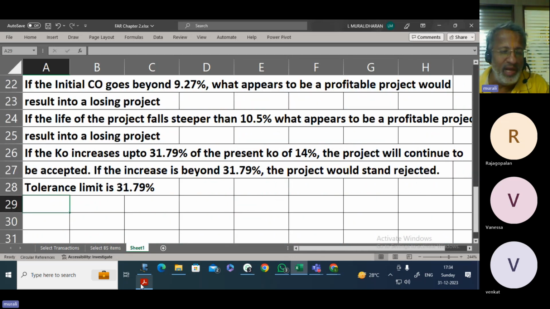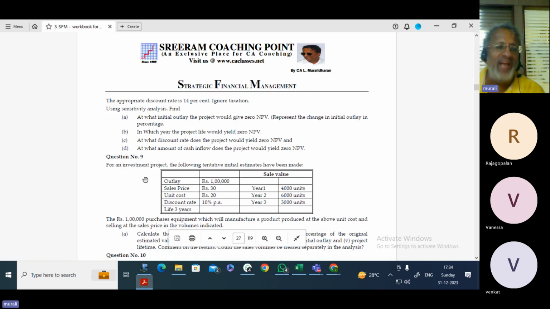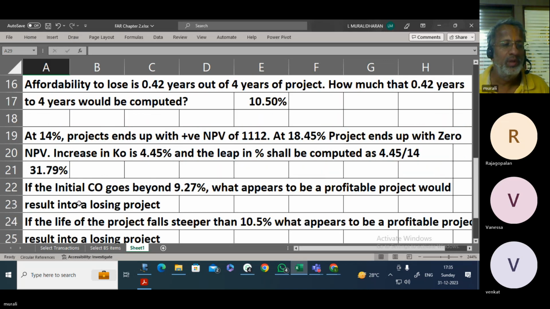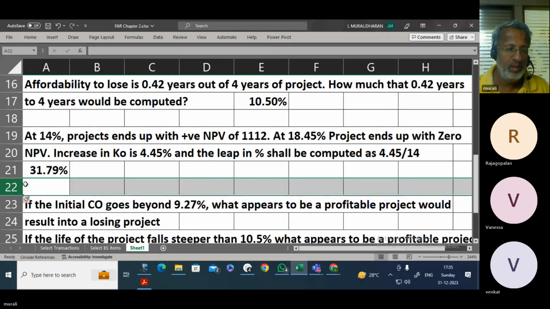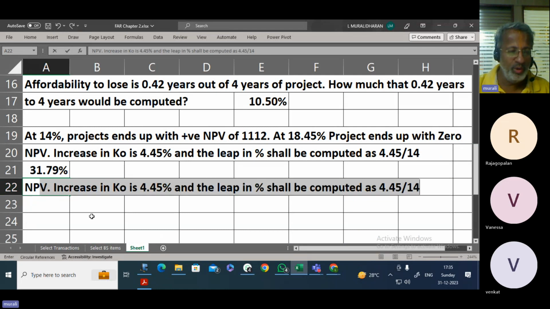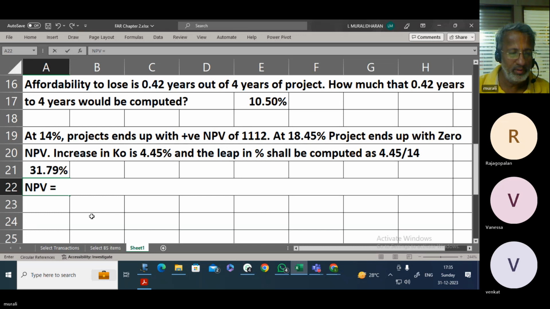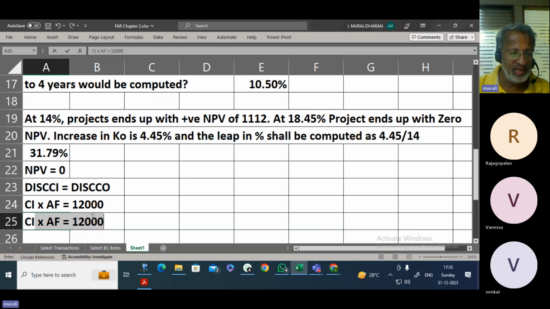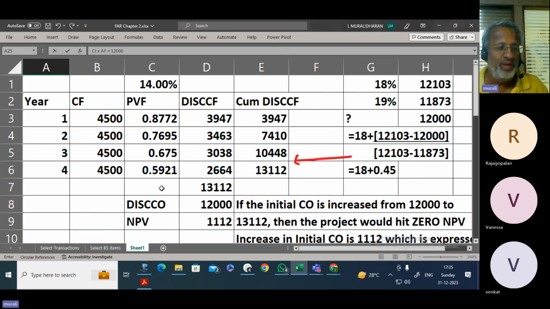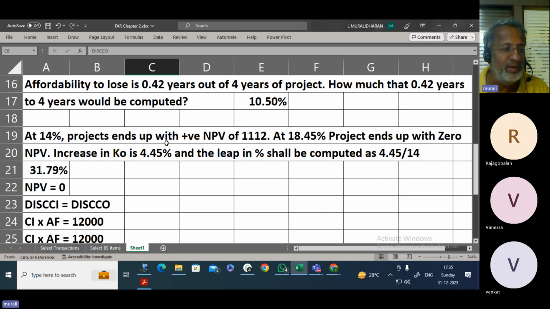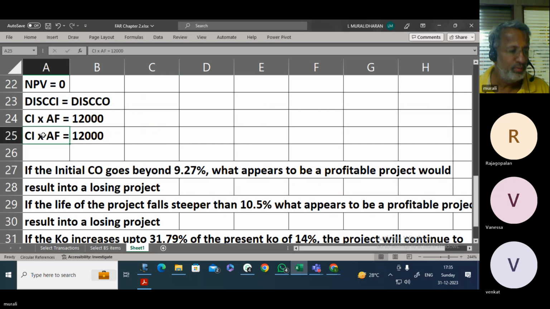There is one more factor that we are expected to do: at what amount of cash inflow would the project yield zero NPV? That is not a big issue at all. How do we do that? We know NPV should be zero. Correct? Discounted cash inflow equals discounted cash outflow. Discounted cash inflow is cash inflow into annuity factor, equal to 12,000. Cash inflow I do not know, but the annuity factor at 14% I have already done. That comes to 2.9138.